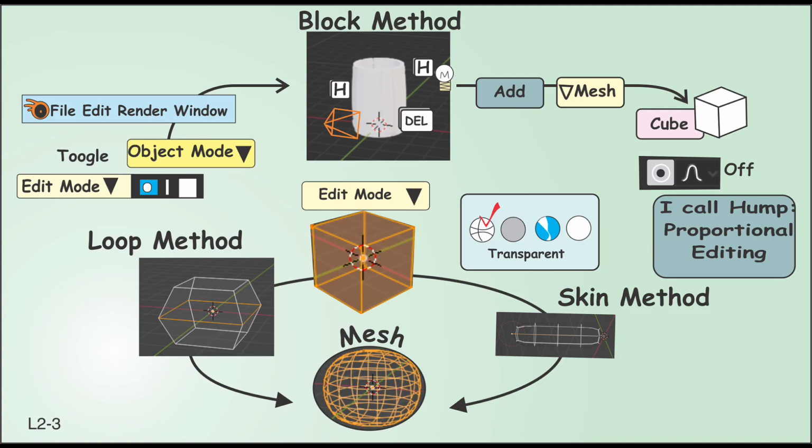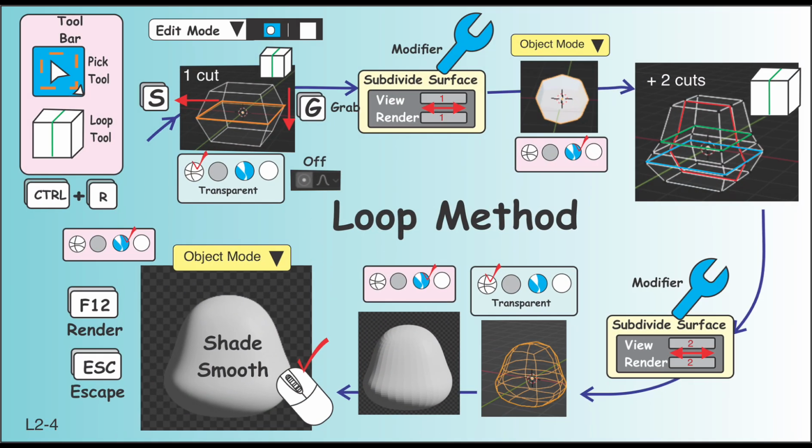The loop method, select edit mode, and transparent, keep the hump off. Make 1 loop cut, you can scale and grab the loop. Now I used subdivided surface with a strength of 1. Use a low number here because I'm not done adding loop cuts. I added 2 more loop cuts, and you can add as many as you want.